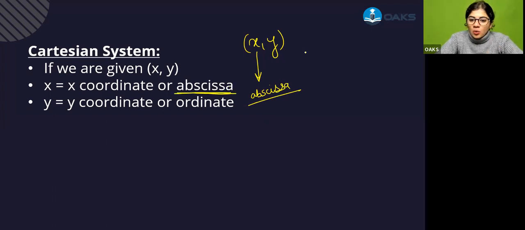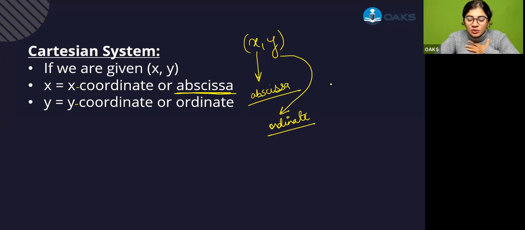Now, what about the y coordinate? We can say the y coordinate, or we can say ordinate. So, whenever I ask you, what is the abscissa of this point? You have to understand that I am asking you the x coordinate. Whenever I ask you what is the ordinate of this point, you will tell me the y coordinate. Do you all understand?